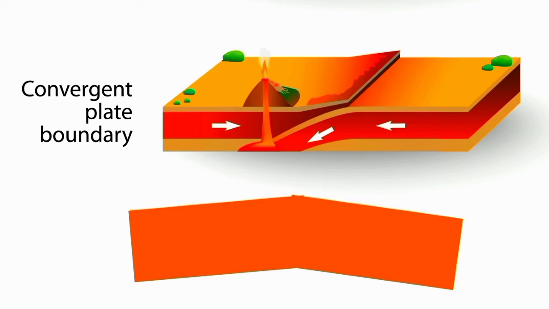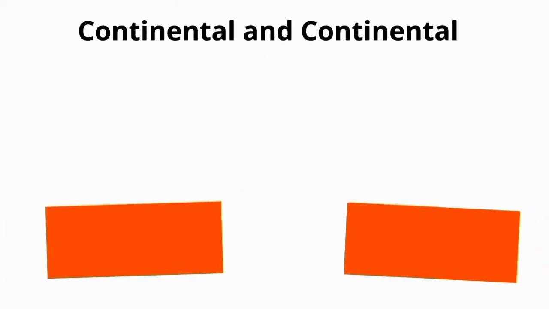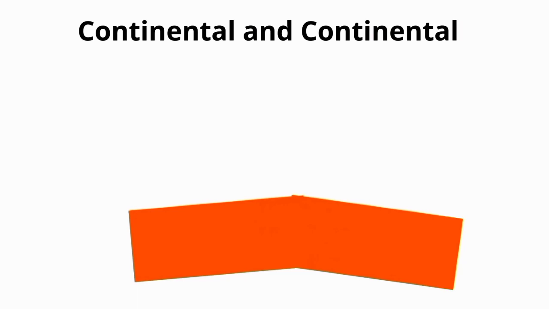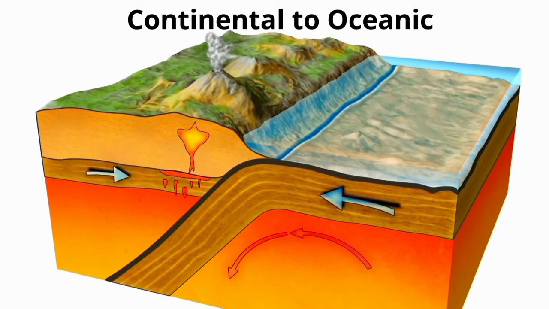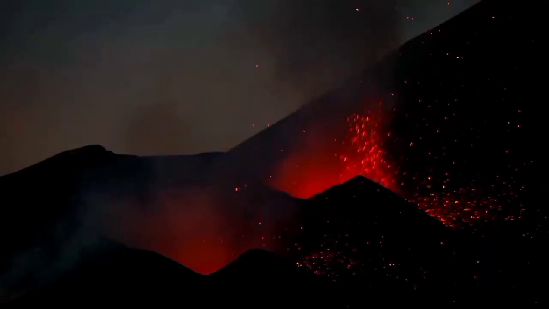First is continental to continental. This occurs when two plates of continental crust collide. They buckle and thicken, and this causes mountains to form. Next, you have continental to ocean collisions. When a plate of ocean crust collides with a plate of continental crust, the ocean crust is more thick and subducts or goes underneath the continental crust. The magma from the melted oceanic crust rises to the surface, and this results in volcanoes along the boundary.